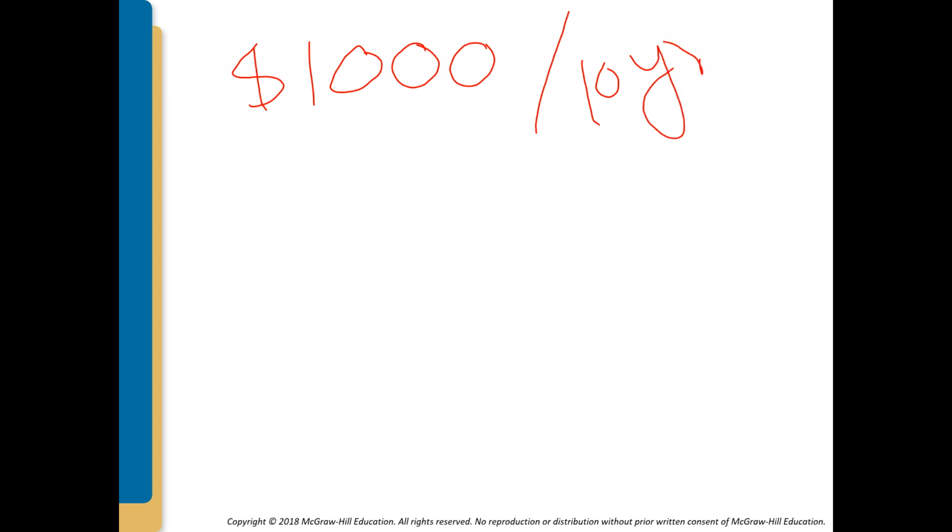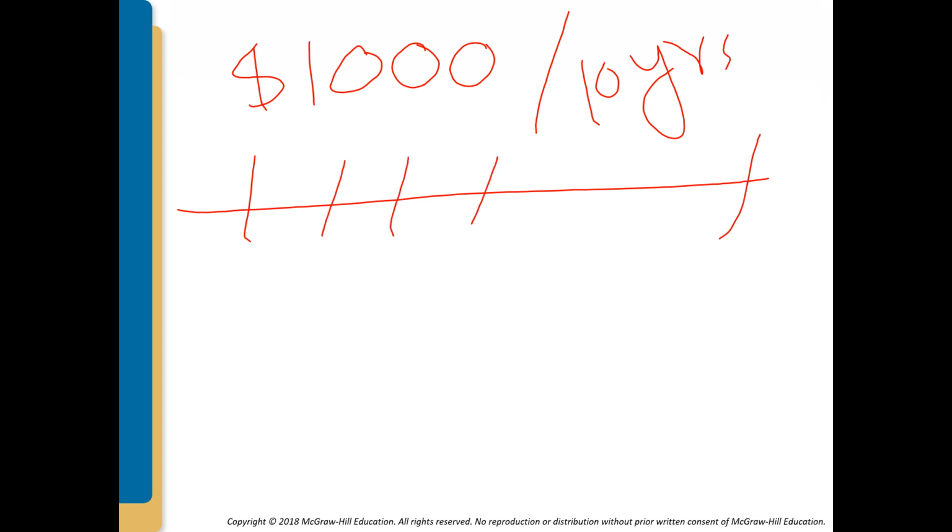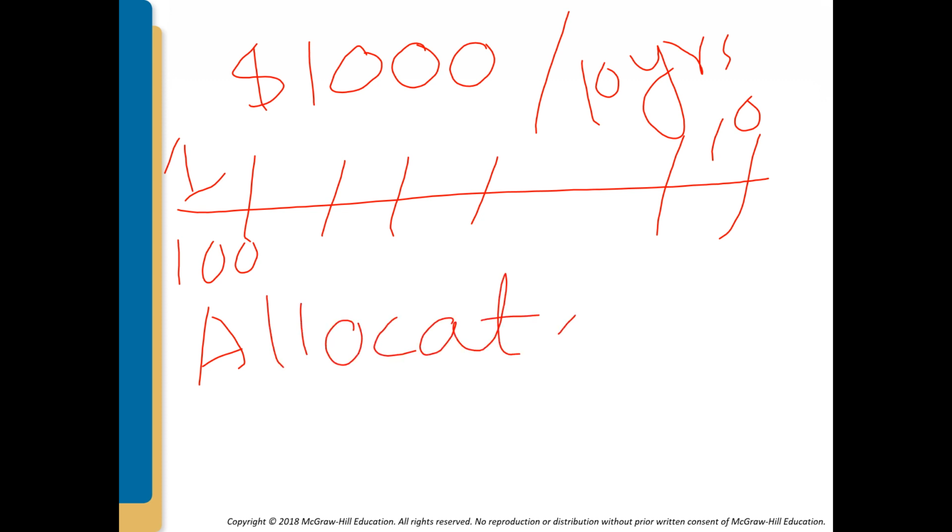So let's have an example. Say we have purchased an equipment, and the cost of the equipment is $1,000, and the useful life is 10 years. So think that this is the first year and this is the 10th year. Every year we are utilizing $100 of the equipment. So it means that we need to allocate this $100 every year. Okay, and this is the expense allocation.